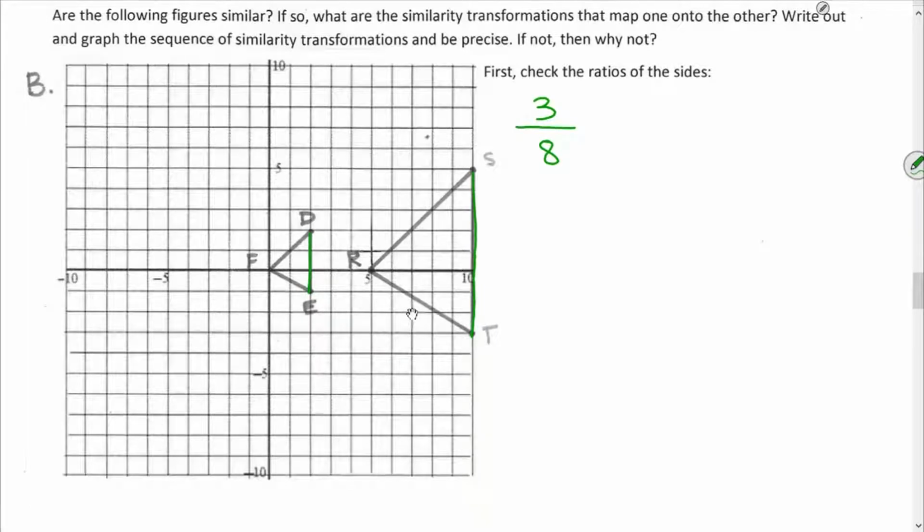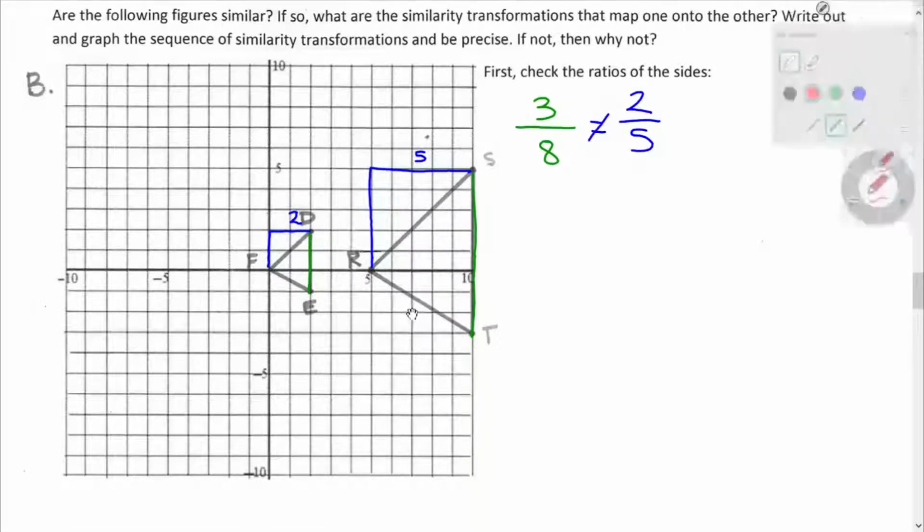If I look at comparing DF and SR, I will look at these ratios and these ratios. Again, I prefer corresponding ratios so that when I'm done, I get my scale factor. So this is 5 and this is 2, and so is 3 over 5, small over big, the same as 2 over 5? Is that the same thing? And the answer is no. It's not the same thing.